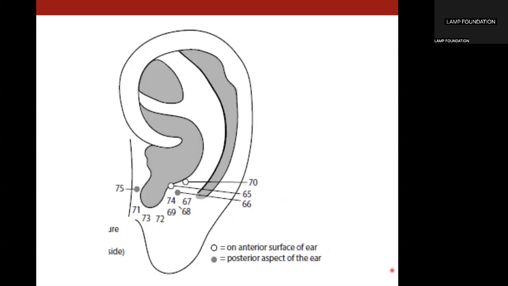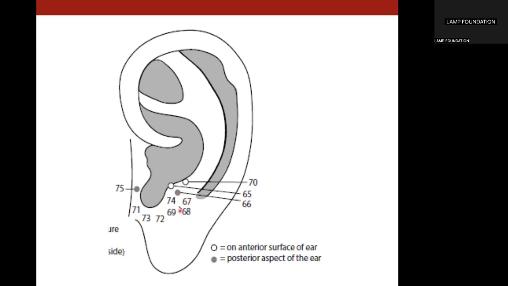So let's review. Number 65 is Ding Chuan. It is located at the height of the antitragus, but not on the anterior surface, but it is exactly on top of the antitragus. 66 is brain point or the subcortex, located at the posterior wall of the antitragus. So the subcortex is the second point located on the posterior aspect of an ear part.